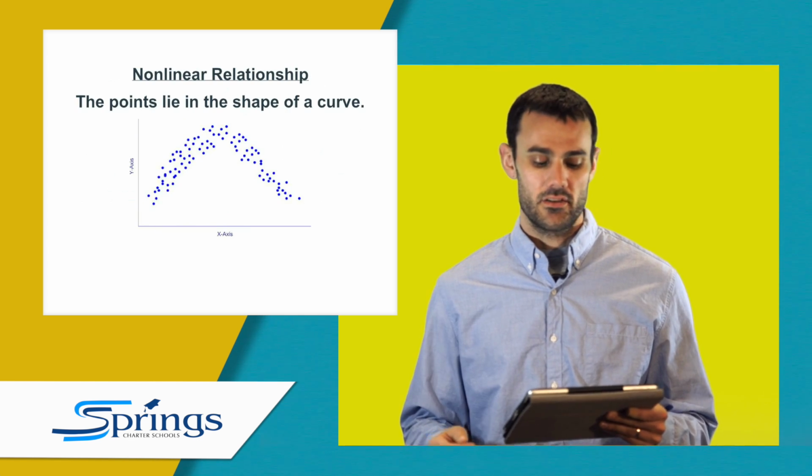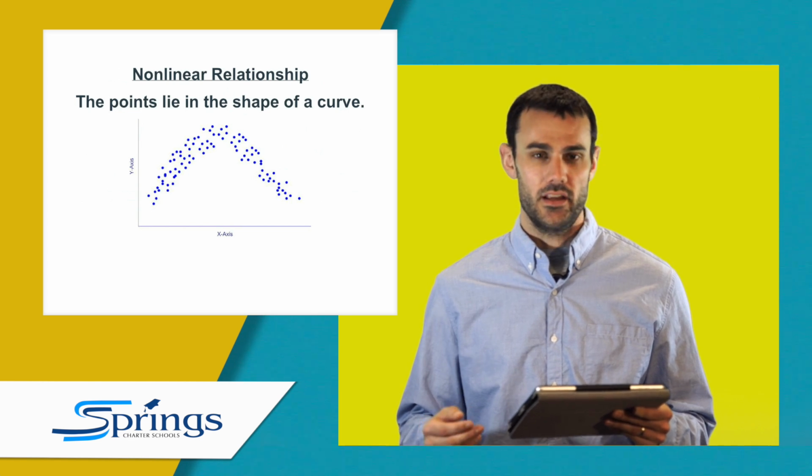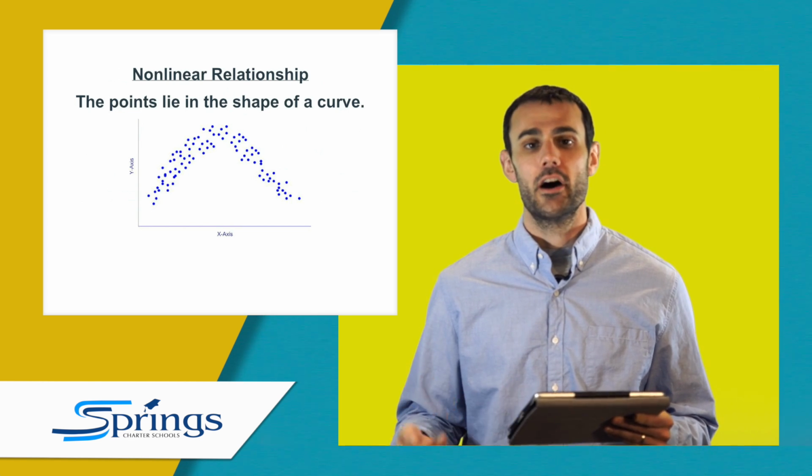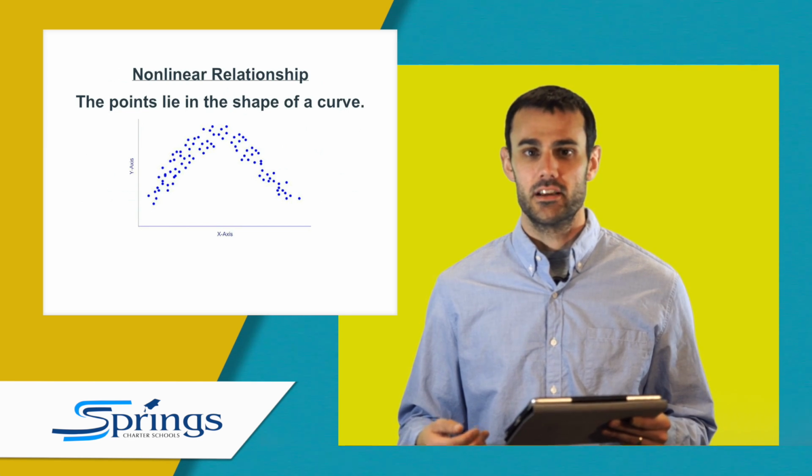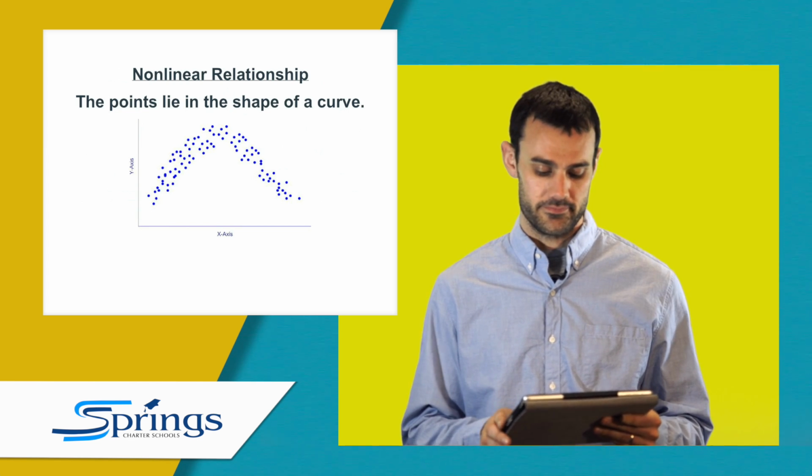We can also have what's called a nonlinear relationship. This means that the points lie in a curve or some other shape than a straight line. So in this case, our points are looking like a nice curve, or a bell curve.